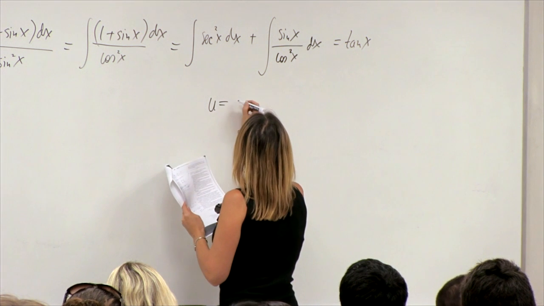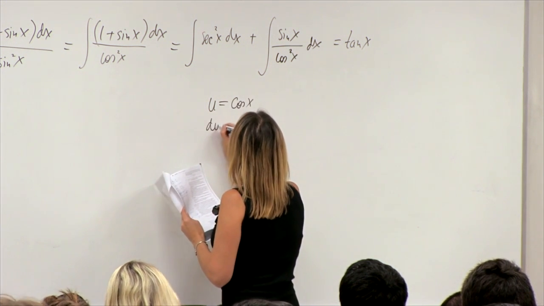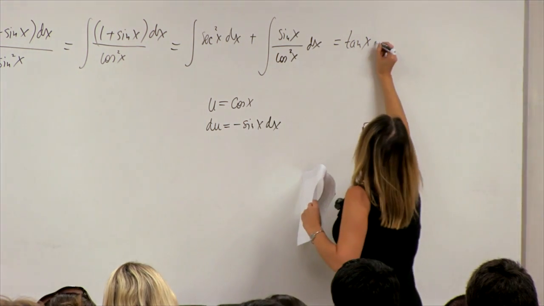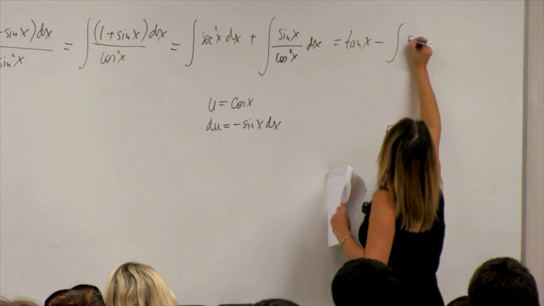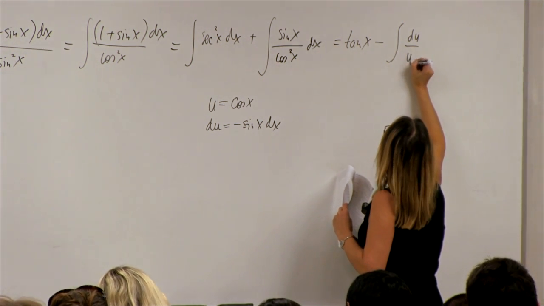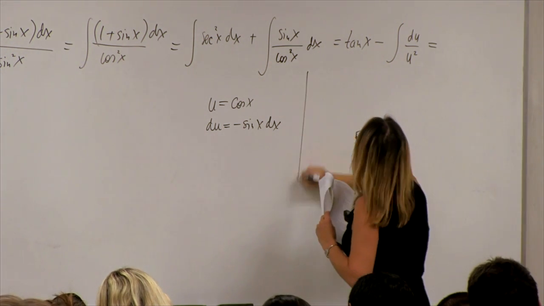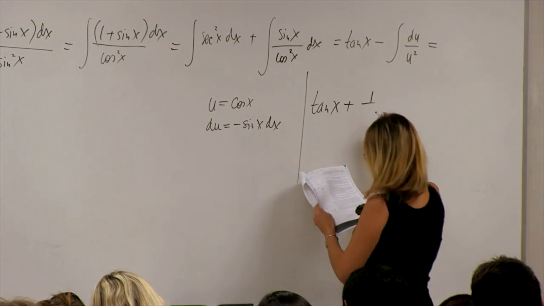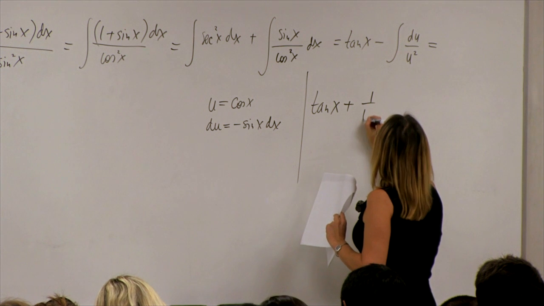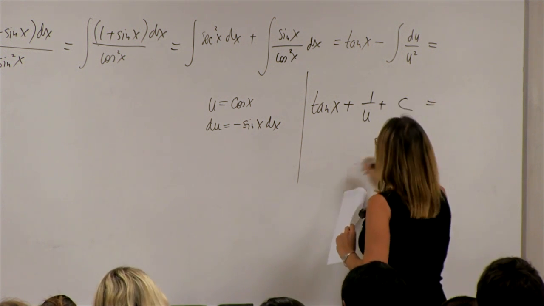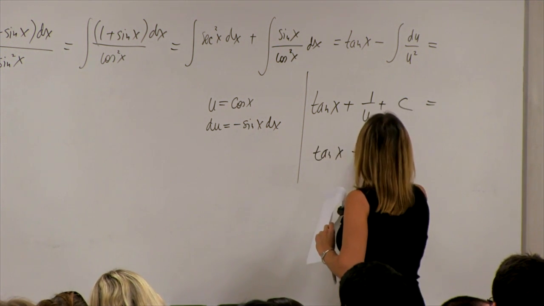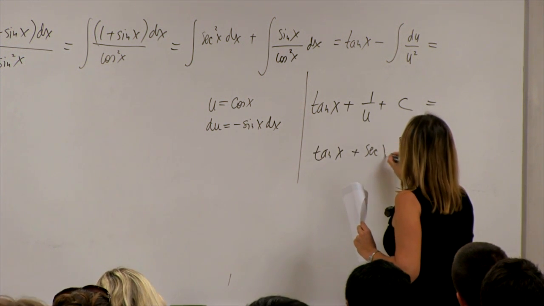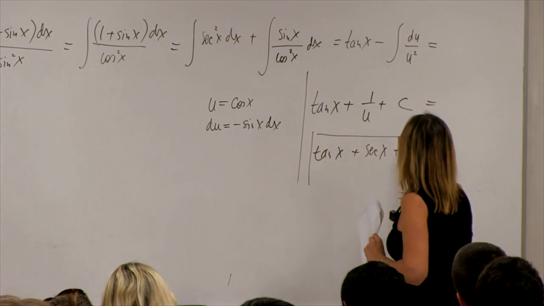So we can say that u is cosine x, du is minus sine x dx. So this becomes minus du over u squared, which gives tangent x plus 1 over u, which is the same as tangent x plus 1 over cosine, that is, plus secant x, plus c. Okay.